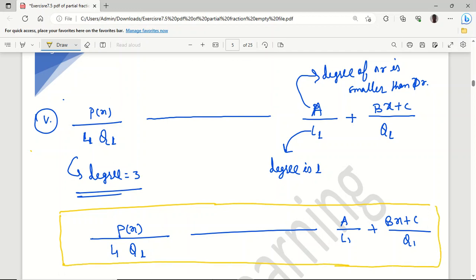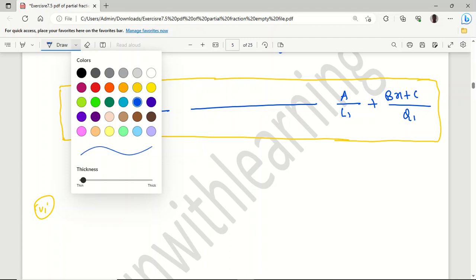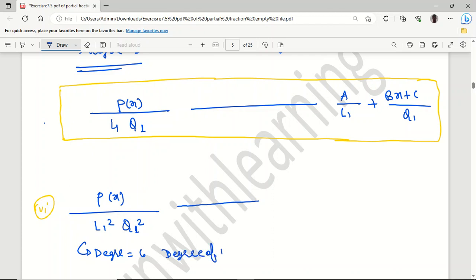Now we can move on to the sixth form of rational expression. Sixth is P(x) upon L1 square Q1 square. Again, what is the degree of the denominator? The degree of Q1 is 2, so with the power 2 it is 4, and the degree of L1 square is 2, so the total degree is 6. And the degree of P(x) can be smaller than or equal to 5, since I'm taking a rational expression.